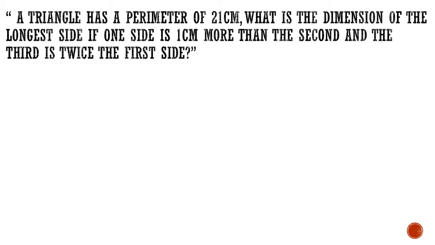Our second problem for geometric problem. A triangle has a perimeter of 21 centimeter. What is the dimension of the longest side if one side is 1 centimeter more than the second, and the third is twice the first side? So, first thing come first is to illustrate the problem.